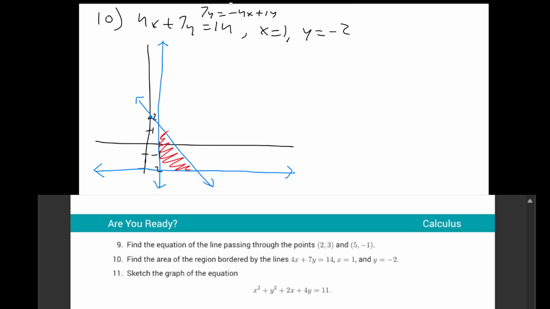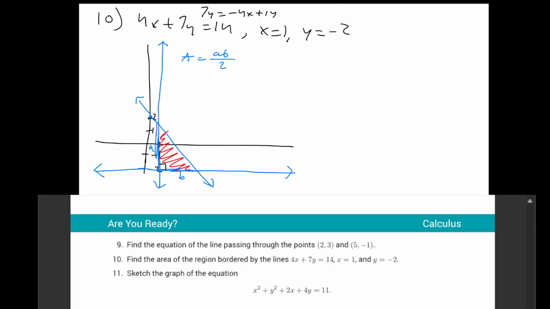If you're unaware here, we have an x equals 1 and a y equals negative 2. These are both lines that once they intersect should form a 90-degree angle. So it's a right triangle. So we really just need to know this side and this side in order to find the area, right? We can say this is A, this is B. Area is, of course, AB over 2, like we did in the last problem.